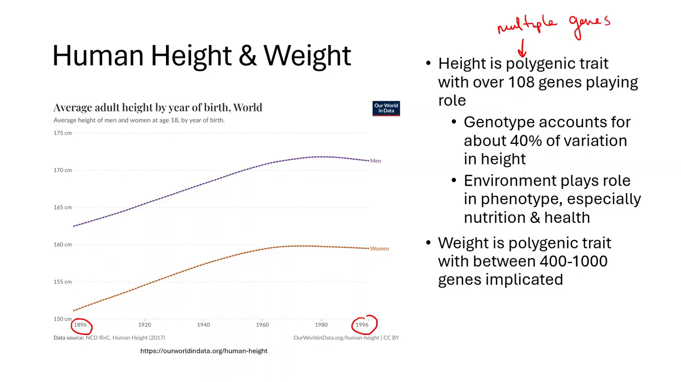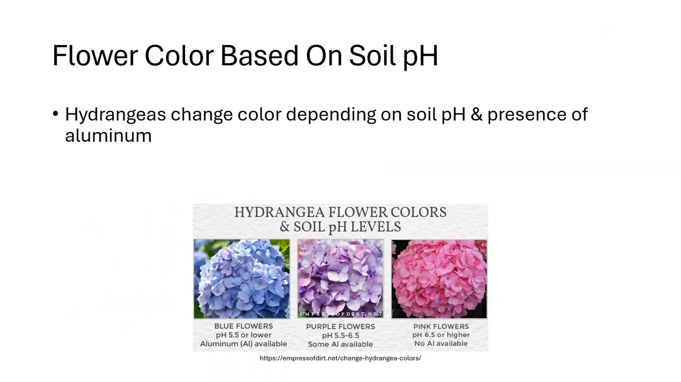Weight is another polygenic trait. There have been between 400 and 1,000 genes that seem to play a role in weight. Yet you can see this if you look at people with identical DNA, like twins, that live in different conditions. They will have different weights, not based on their genotypes, but based on their lifestyle choices like diet, exercise levels, etc.